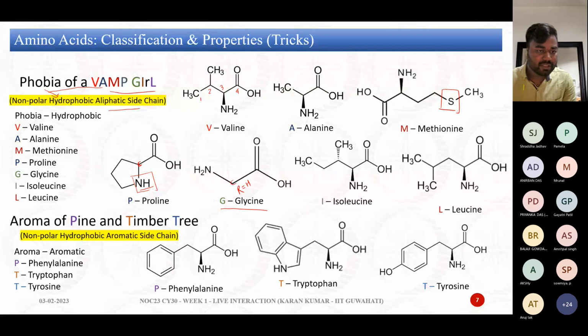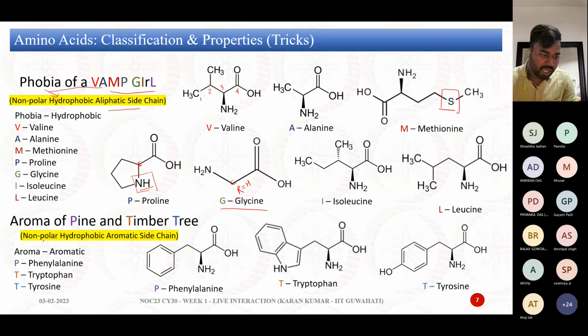So to remember these non-polar, hydrophobic, aliphatic side chain amino acids, you can remember them by "FOVEA of a Wemkel", where V represents valine, A represents alanine, M represents methionine, P represents proline, G represents glycine, I represents isoleucine, and L represents leucine.